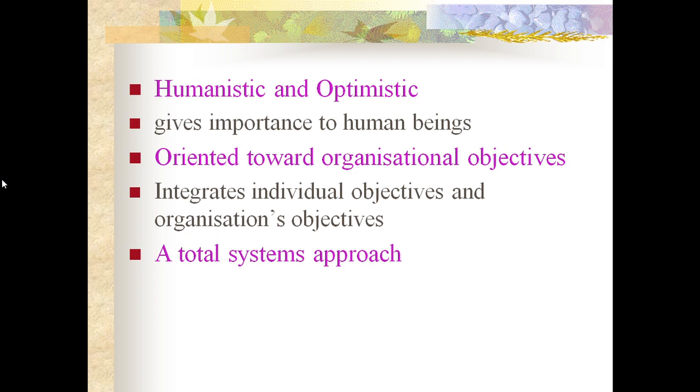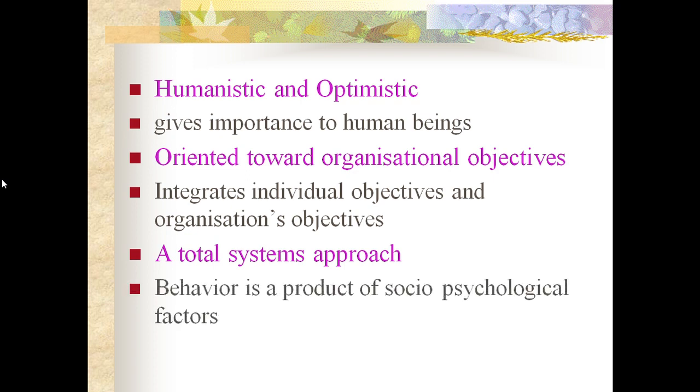And the next is a total systems approach. That means there should be a system in the organization. So we see the organization as a system. And behavior is a product of socio-psychological factors. We have to understand the factors that influence the behavior, and we have to establish a system. OB aims at establishing a system, so a total systems approach. That is another nature.